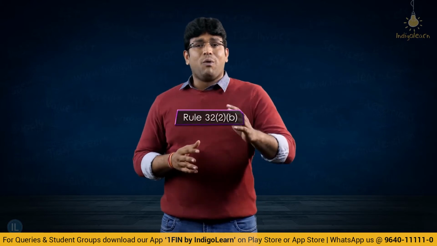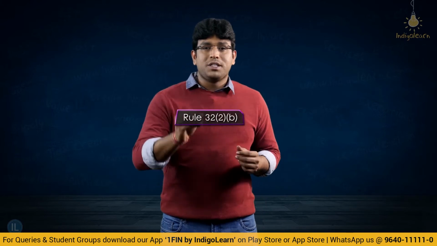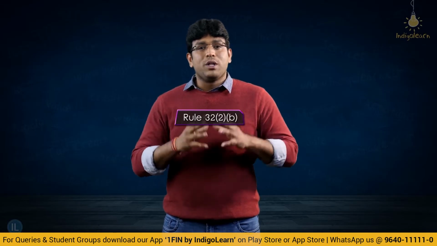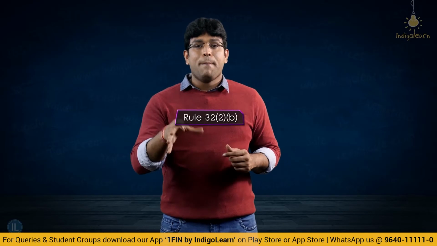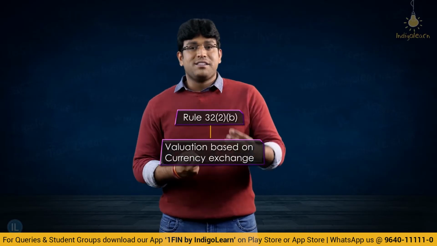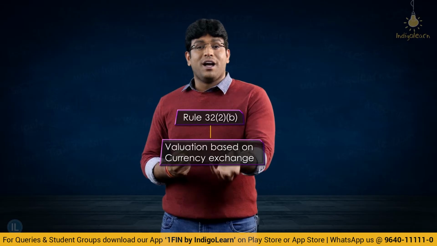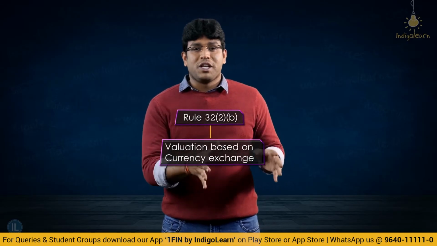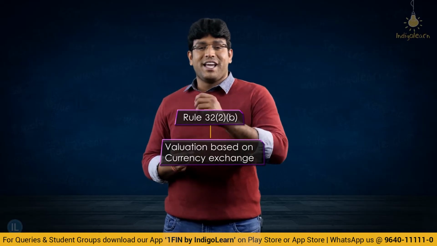Now, let's also talk about Rule 32(2)B, my dear friends. Now, what is Rule 32(2)B? Rule 32(2)B is also one method of valuation where we do the computation of value of supply based on the amount of currency exchanged. In simple terms, we say based on the gross amount of currency exchanged, we do the valuation for that currency exchange activity.